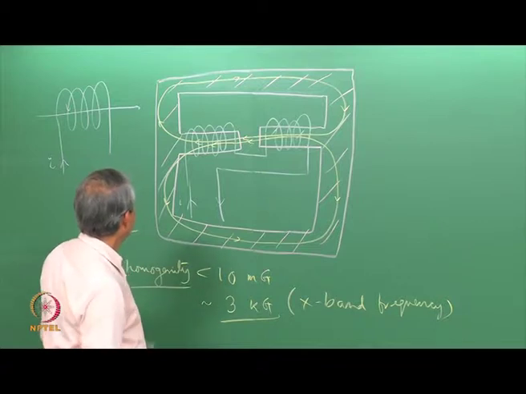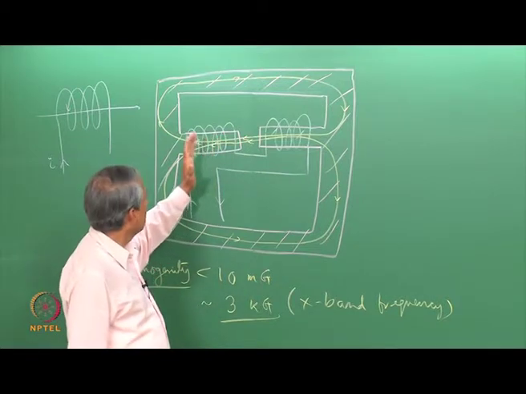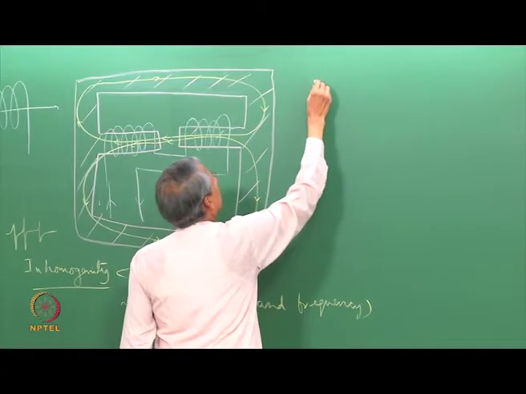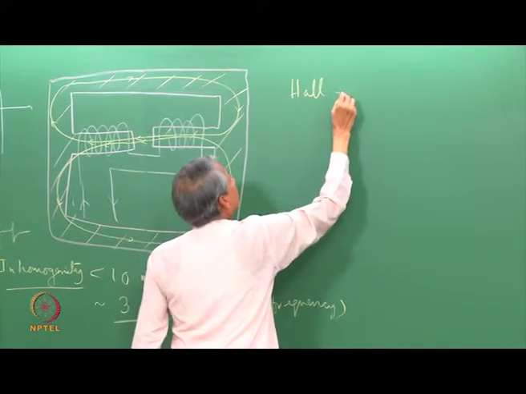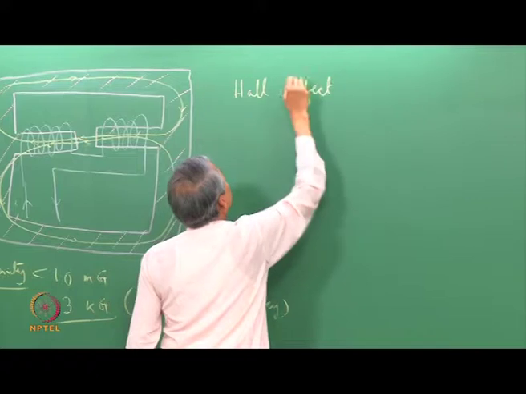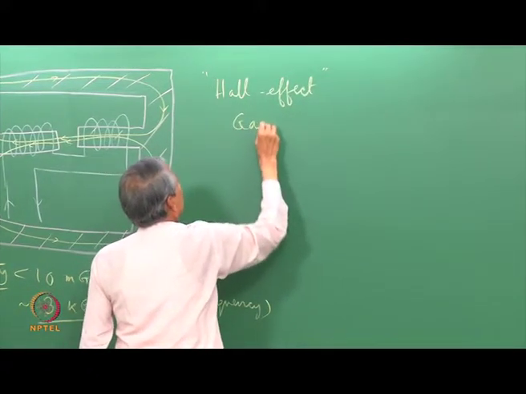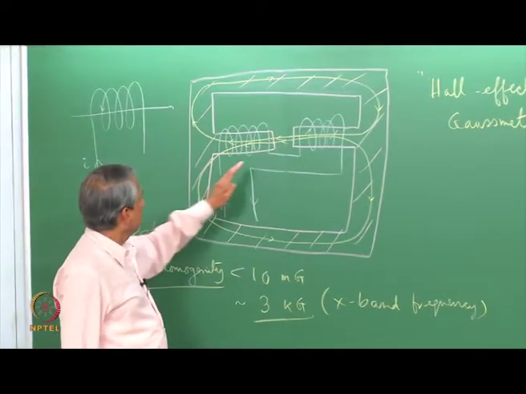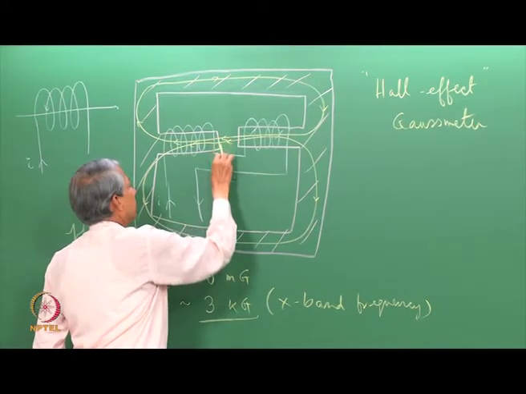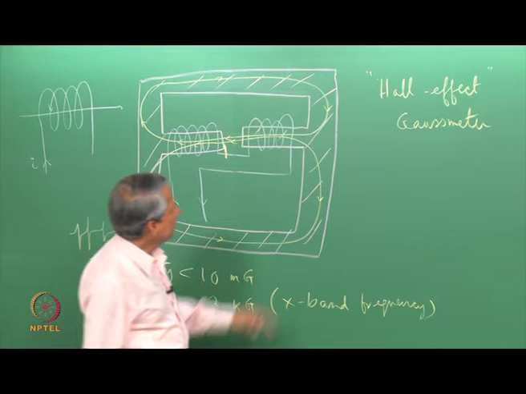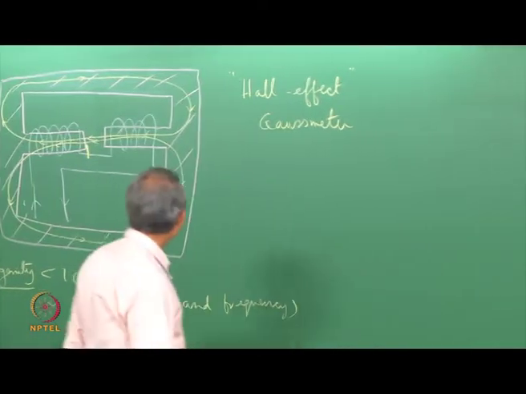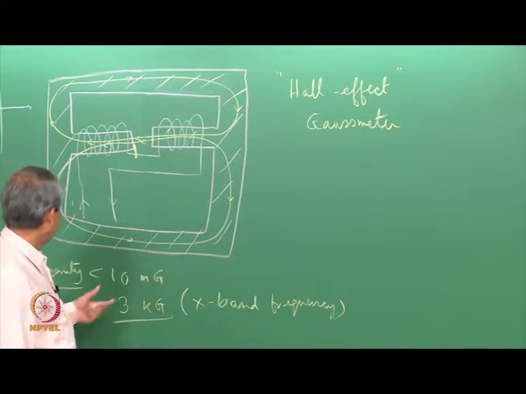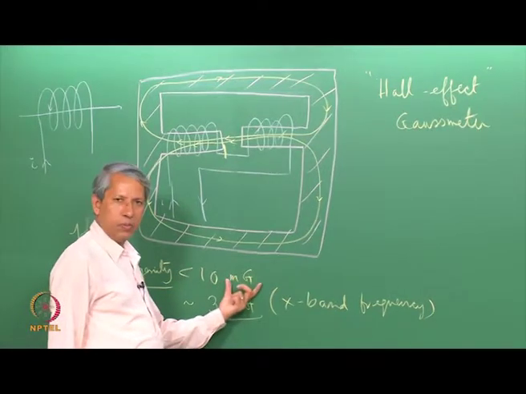Now, how do we measure the magnetic field very precisely? Usually one uses a Gauss meter, which works on the Hall effect. The probe of this Hall effect Gauss meter is kept somewhere here and the magnetic field can be measured. This measurement is usually good enough for common purposes, where one does not require this type of precision.